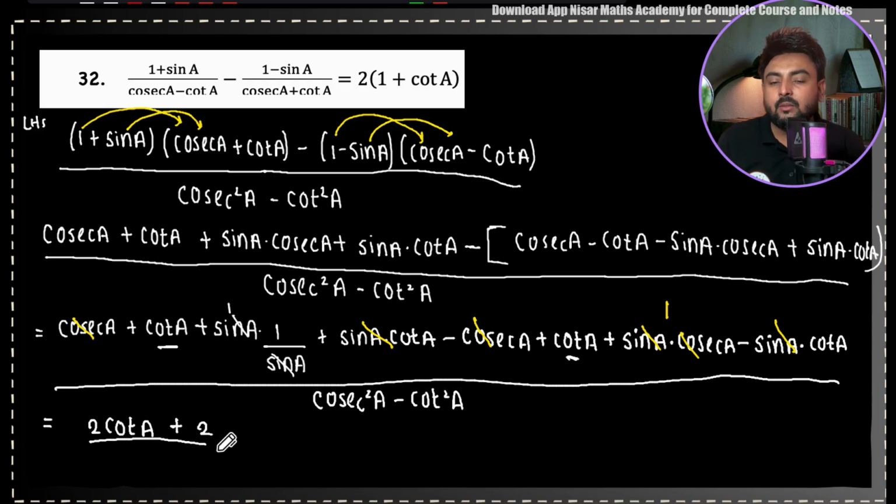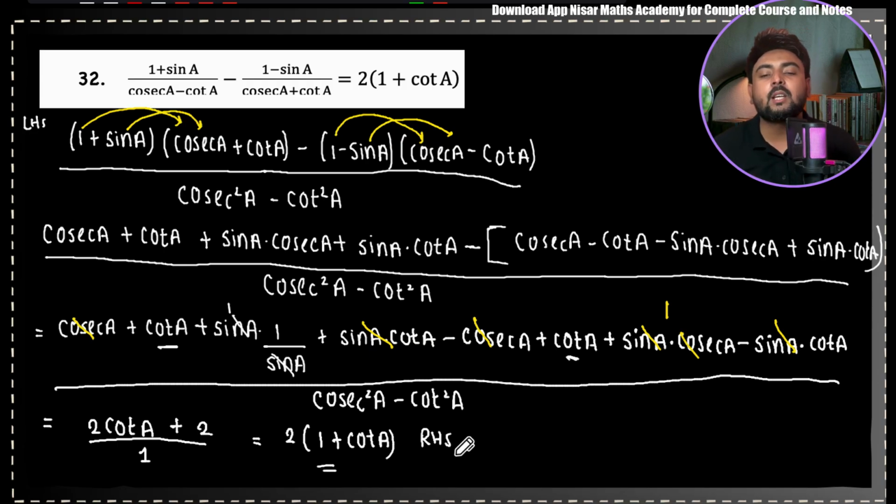And in the denominator we have cosec minus cot. Children, 1 plus cot squared is equal to cosec squared, so cosec minus cot is 1. That is our trigonometric identity number 3. So 2 is common in the numerator. What will remain in the bracket? 2 common here. So I'll write first 1 and then cot A. So 1 plus cot A, which is equal to RHS. So how did we solve this question? By the cross multiplication method. I hope it is quite clear to you.